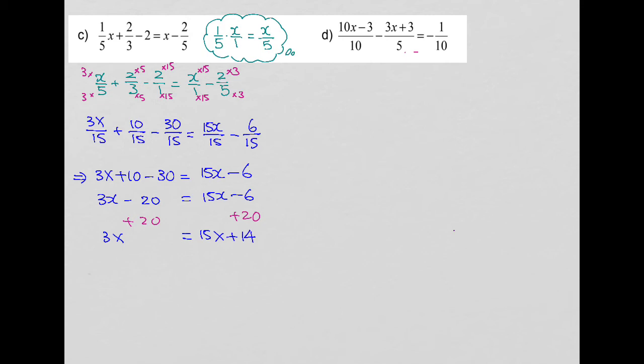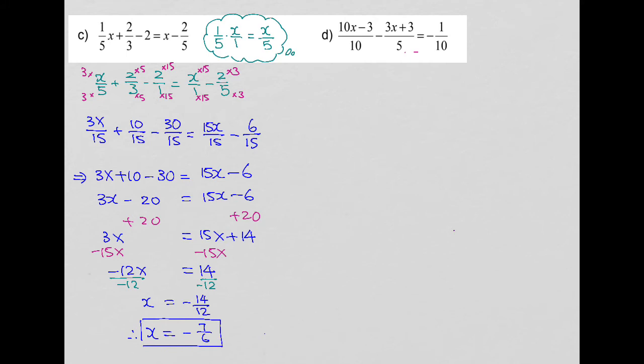And I'm going to subtract 15x on both sides to remove the x on the right. I will get negative 12x equals 14. Next thing we do is divide by negative 12 to find what x is. So x will become negative 14 over 12, and that's reduced then. So 14 and 12, they both can divide by 2. So x will become negative 7 over 6, and that's your final answer.